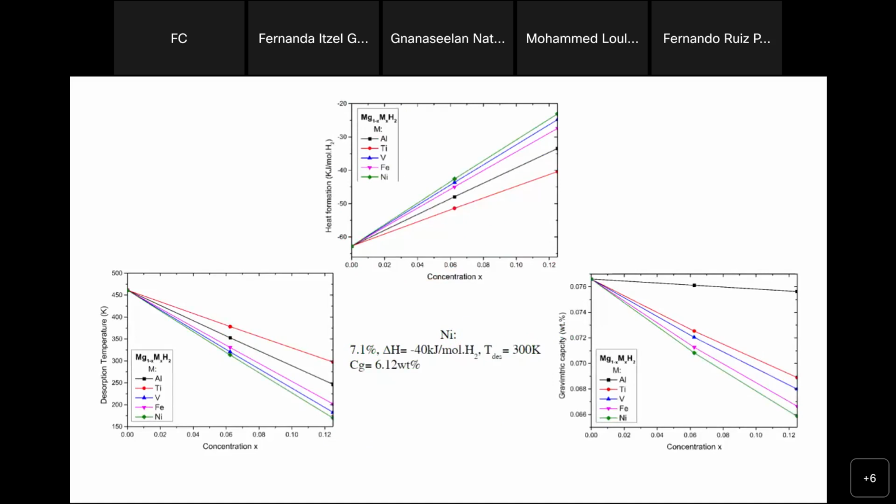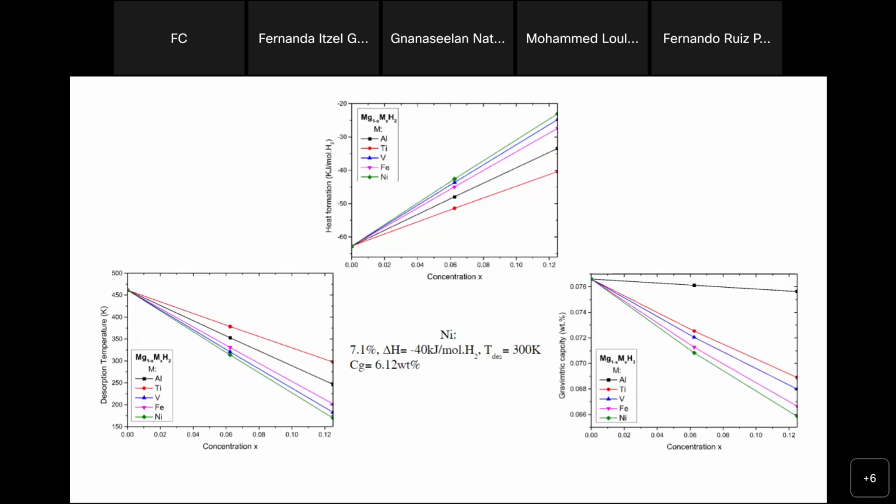In this slide, I present the variation of the enthalpy of formation, desorption temperature and gravimetric capacity as a function of the concentration of the dopant element. We can see that the enthalpy of formation is an increasing function of the concentration, while the desorption temperature and the gravimetric capacity are decreasing functions.